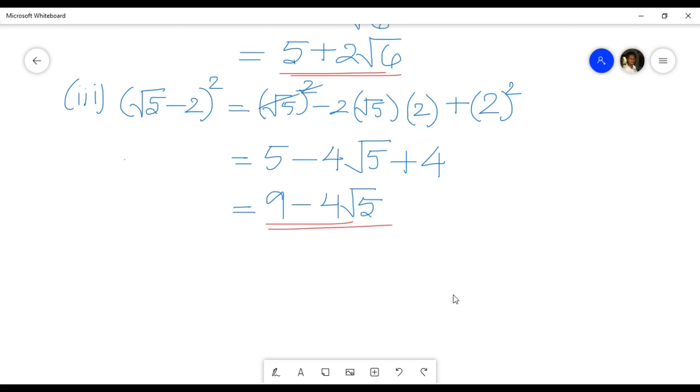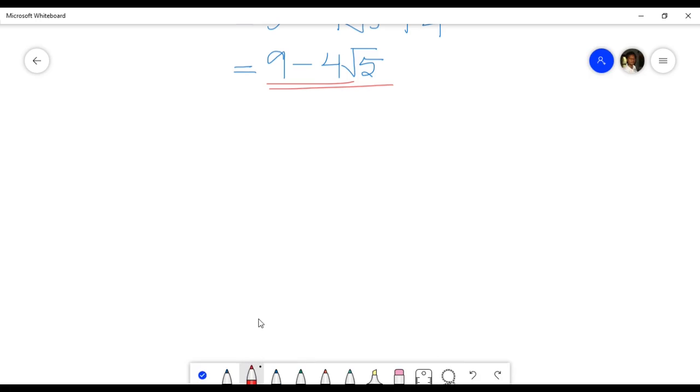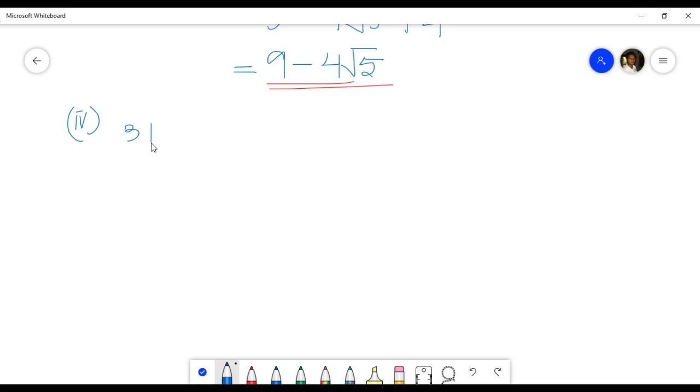Okay, let's see the last problem and we'll find the square of the last expression. The expression is 3 plus 2 root 5. We'll have to square it. That's the question: (3 plus 2 root 5) whole square.